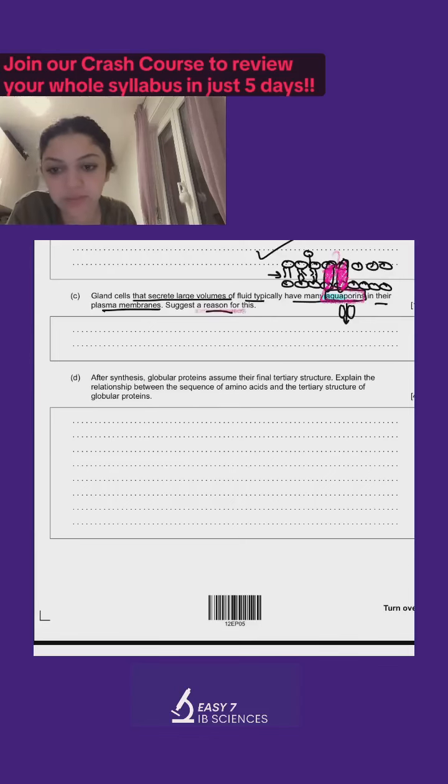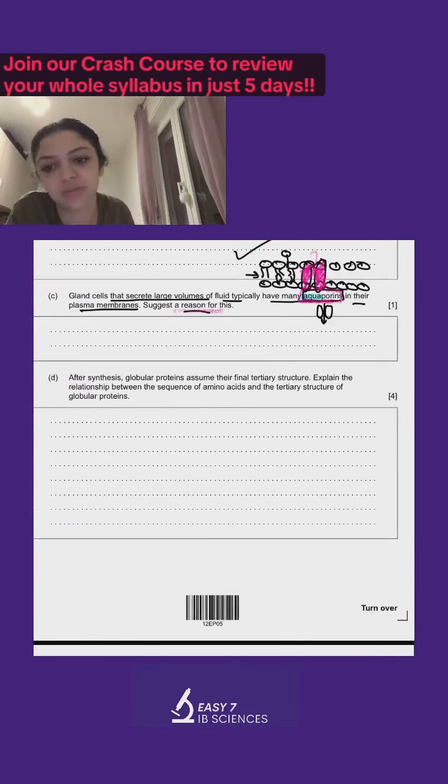So suggest a reason for this. What can you guys say for a reason for this? Water diffuses through the membrane, so that's 1 mark. How many marks is this? It's only 1 mark, so you can just say water diffuses through the membrane because of this non-polar area. And that's all you need to get the mark.